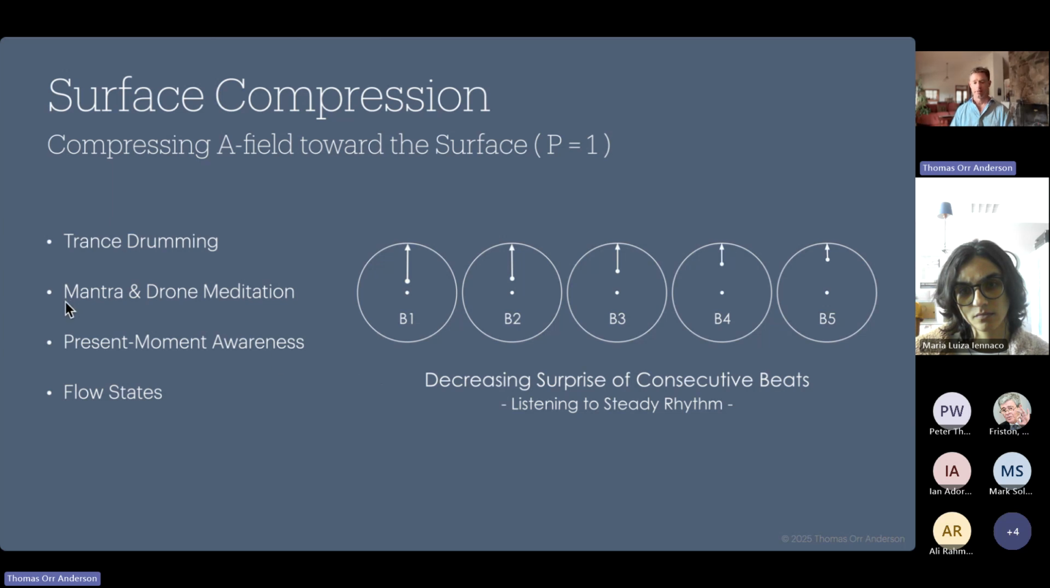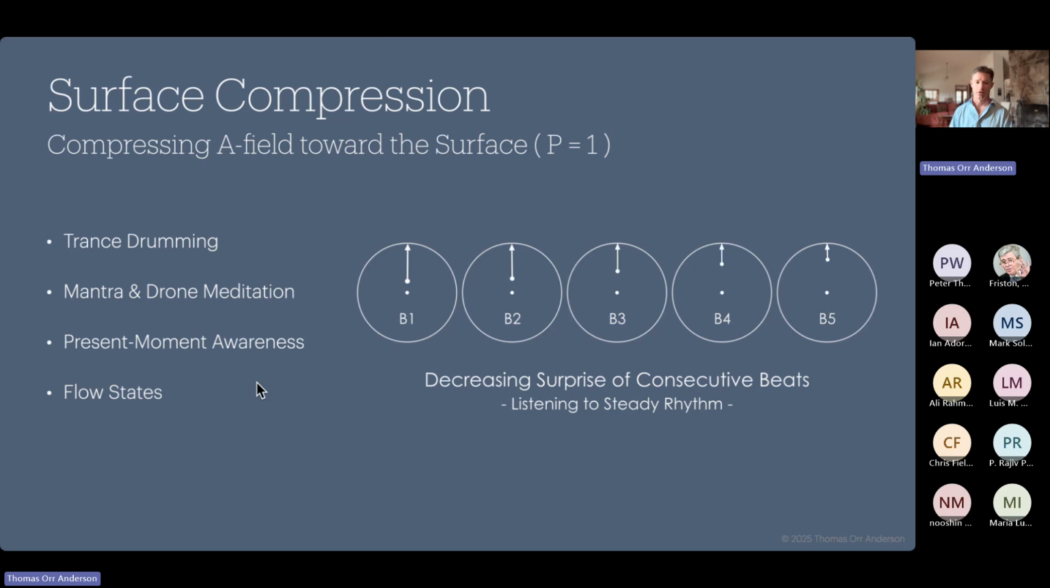Other types of practices that are well modeled in such a way include mantra meditation, where you say the same word or phrase or syllable over and over again. Also, drone meditation, where you listen to an essentially unchanging sound. Present moment awareness, essentially mindfulness practices, and also a lot of what we call flow states involve this sort of flow of the attention toward the surface, compression toward the surface.